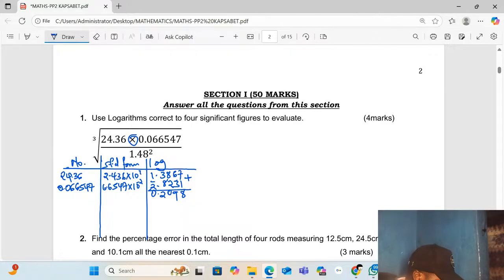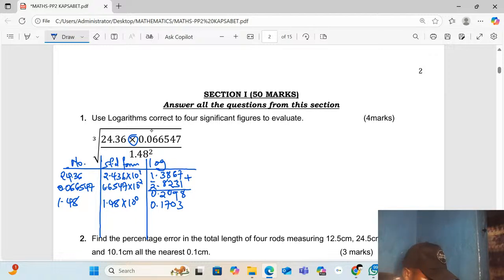Our denominator is 1.48. That is now the number. In standard form, it remains 1.48 times 10 power 0. So we shall start with 0 point. So the log of 1.48, we get 0.1703. So this is division.